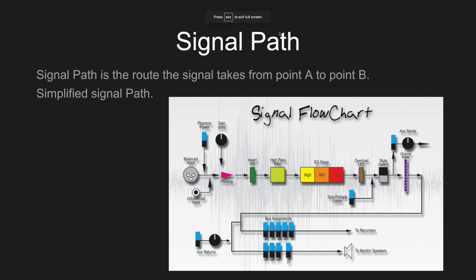All right, today we're going to talk about signal path. Simply put, signal path is the route that a signal takes to get from point A to point B. Here's an illustration of a typical signal flow chart.